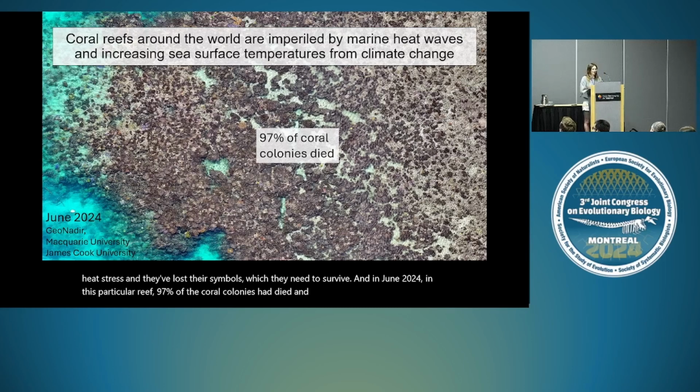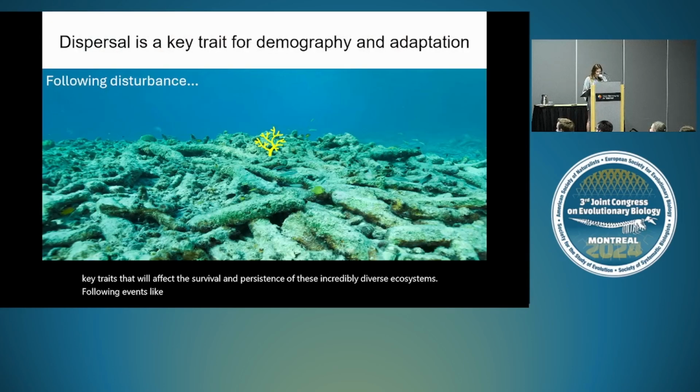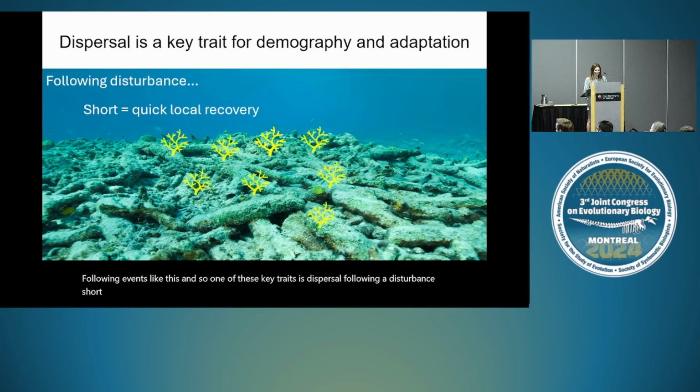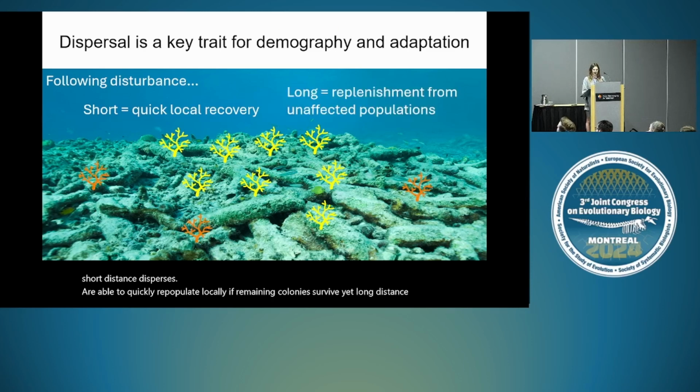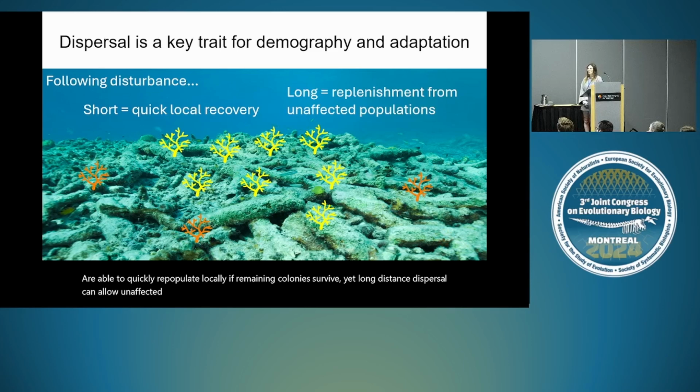And so there's great need to measure key traits that will affect the survival and persistence of these incredibly diverse ecosystems following events like this. And so one of these key traits is dispersal. Following a disturbance, short distance dispersers are able to quickly repopulate locally if remaining colonies survive, yet long distance dispersal can allow unaffected populations to replenish the affected populations.